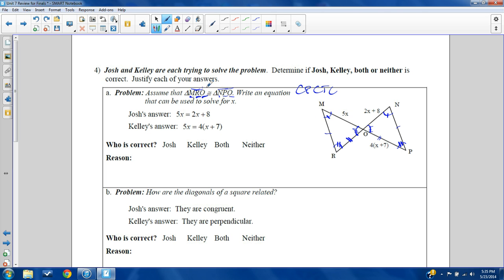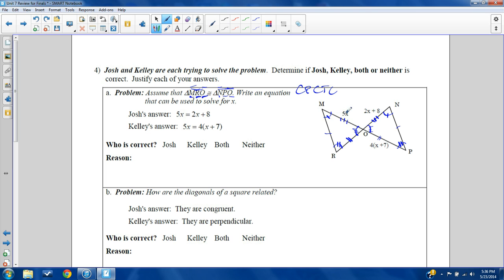And segment OM is congruent to segment ON. Again, CPCTC. That's all I'm doing here. So now that I have that all drawn up, I need to see if Josh answered this question correctly, if he set up a problem that can solve for x properly, if Kelly did, if both did, or if neither did.